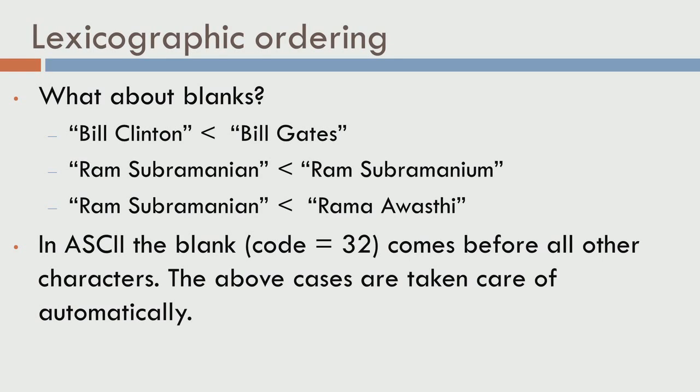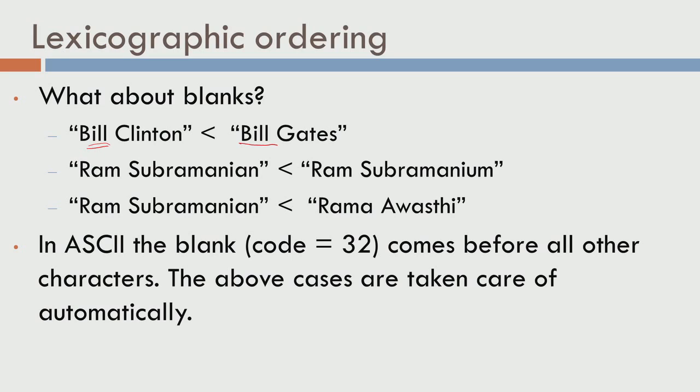So, the space itself should not matter. C comes before G. Therefore, if I look character by character from the left side of this and character by character from the left side of this, B and B match, I and I match, L and L match, L and L match, space and space match, C is actually less than G, therefore Bill Clinton is less than Bill Gates.